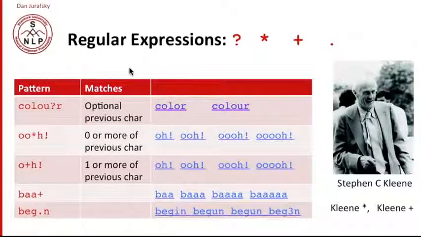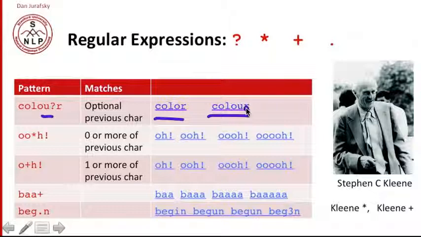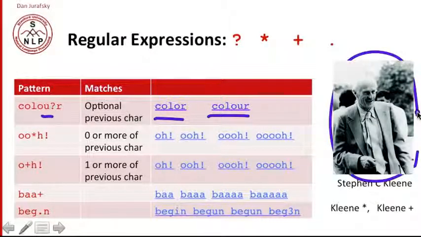Finally, there's sets of special characters that are very important in regular expressions. The question mark means that the previous character is optional, so the question mark after this U here will match the word color with or without the U. Then there are the two Kleene operators, named for Stephen Kleene. Kleene star matches 0 or more of the previous character. So here's the star.